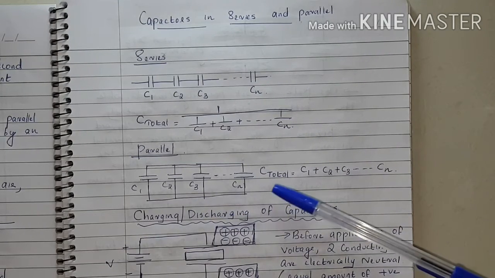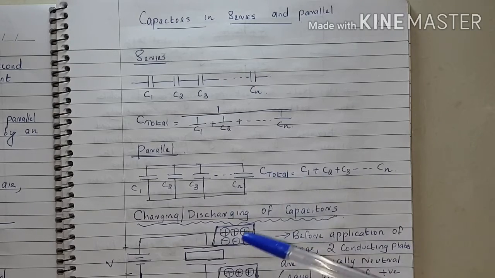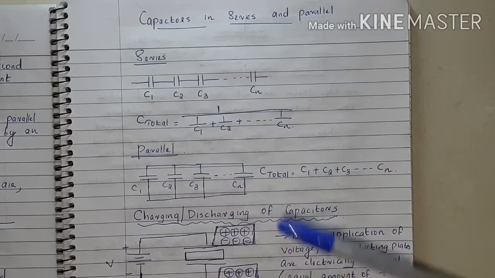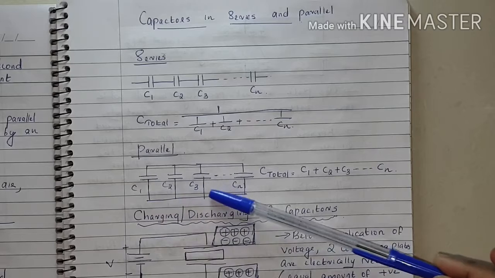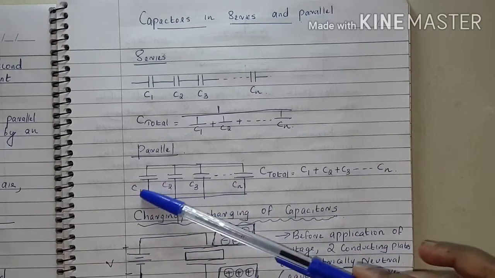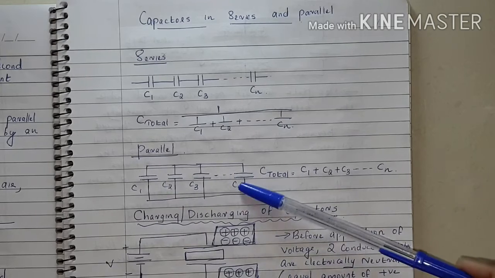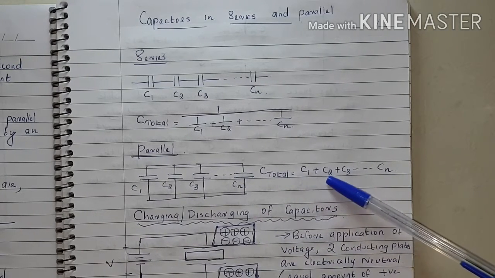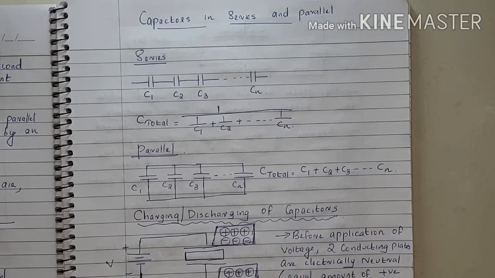Next, what will happen to the capacitance equation when they are connected in parallel? Let us consider C1, C2, C3 up to Cn as the capacitors connected in parallel. So, C total equal to C1 plus C2 plus C3 up to Cn.